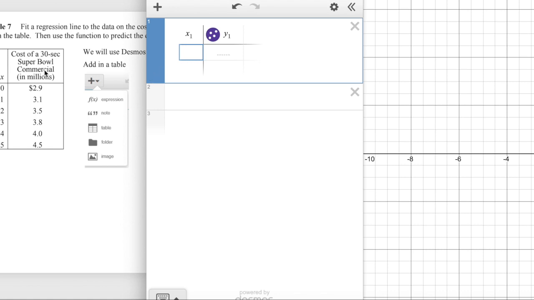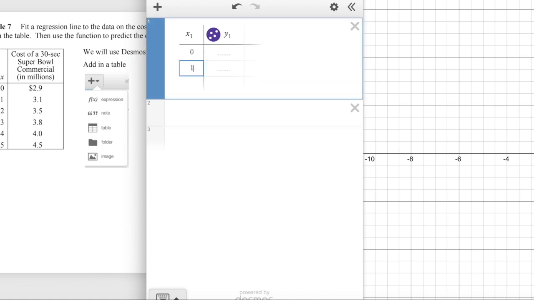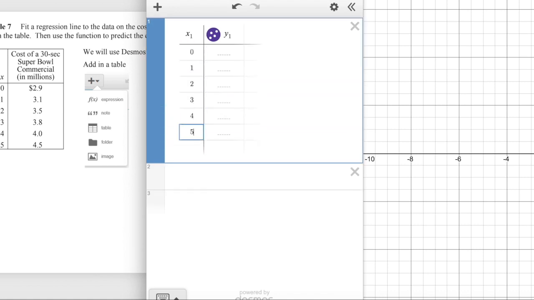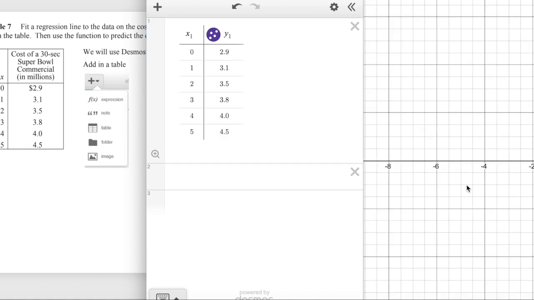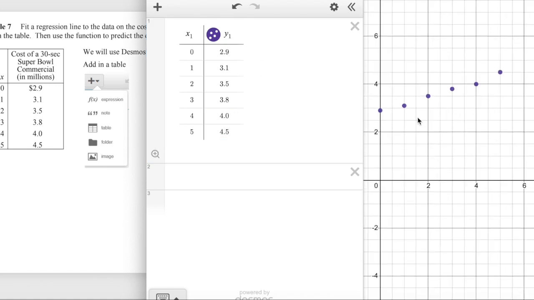On the left, I'm going to put our x values as 0, 1, 2, 3, 4, and 5. And on the right, I'm going to put our y values of 2.9, 3.1, 3.5, 3.8, 4.0, and 4.5. If I move my screen over, you can see those points here are listed, and they are in a linear type model.